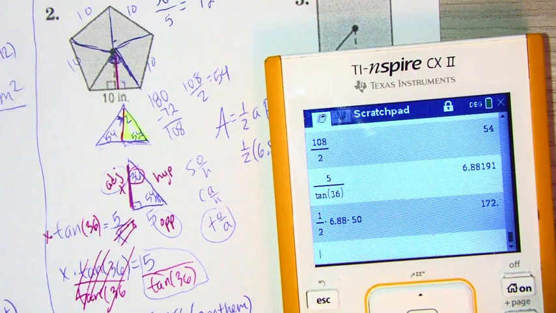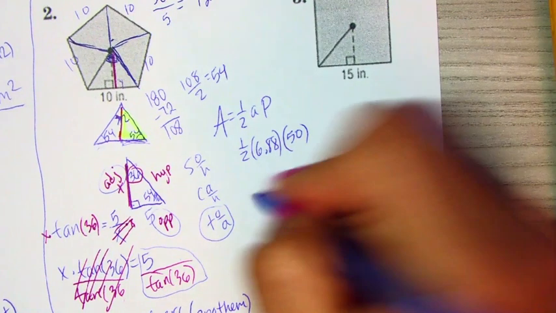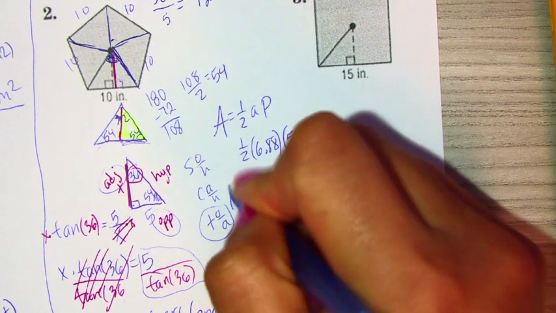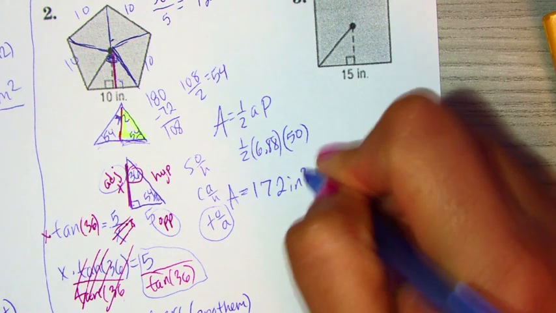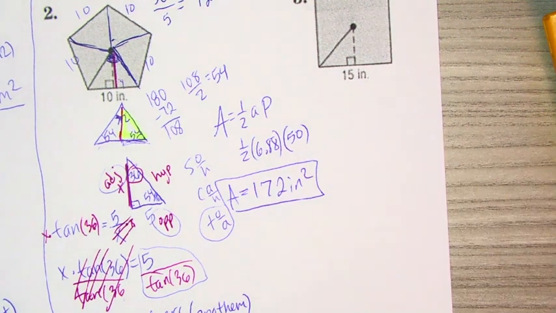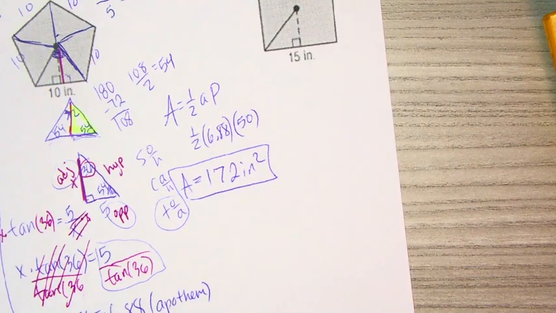So 172 is the area for this pentagon. Okay.